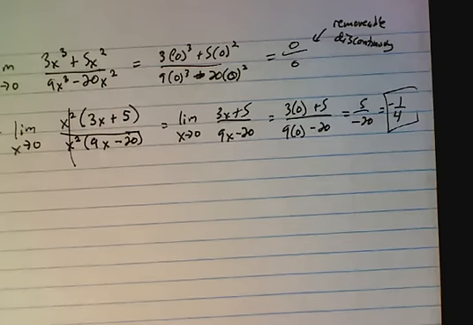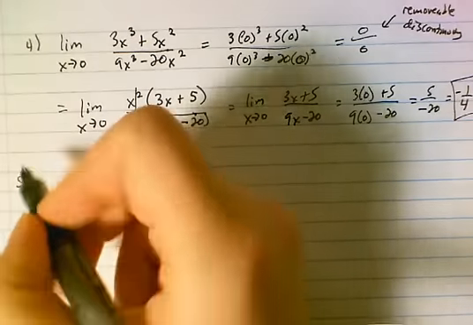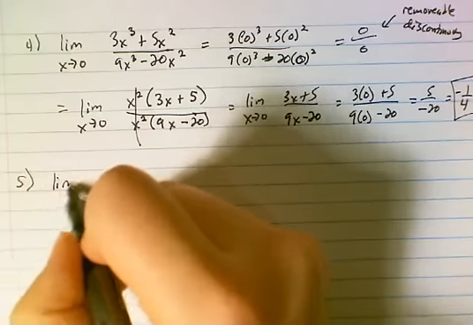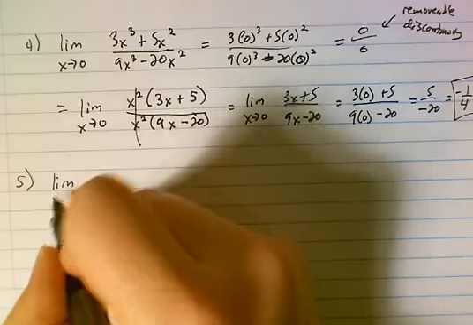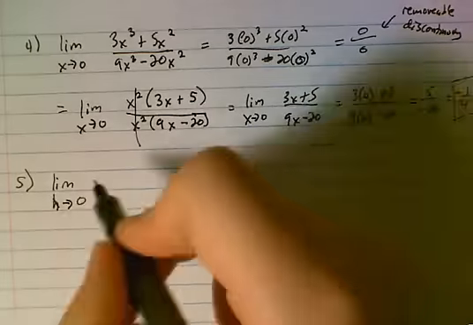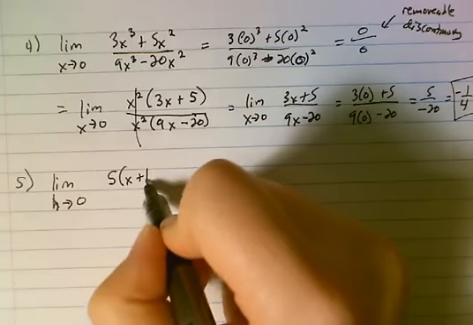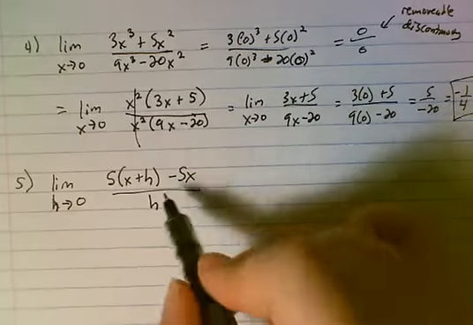So that's the general idea of it. Sometimes we have to massage the equations a little bit before canceling. So some adding or subtracting or combining of like terms kind of thing. So let's look at this one. Limit as, let's say another variable, let's say h approaches 0. It doesn't always have to be x. Let's say we've got 5 times x plus h, minus 5x, all over h.